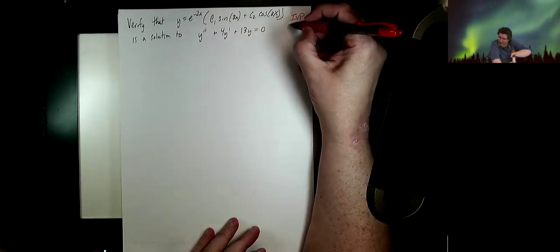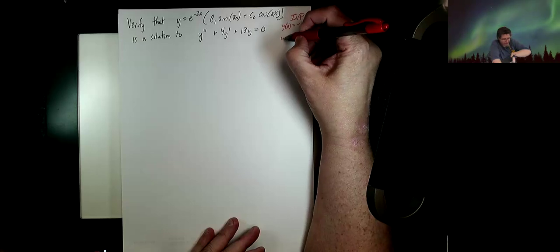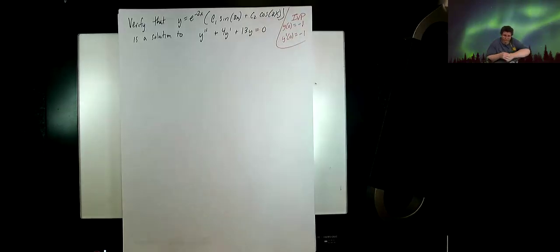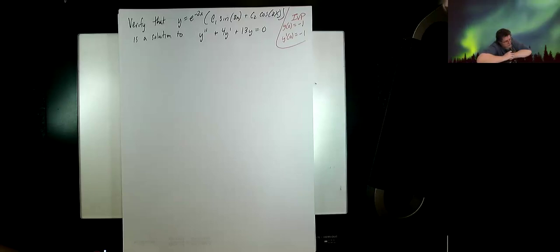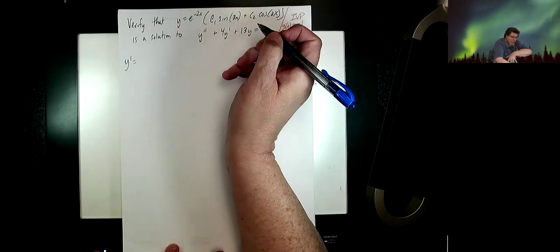And then our IVP stuff will be y of 0 equals -1, and y prime of 0 equals -1. Now you can either distribute the e to the negative 2x now or go with the product rule as is. There's going to be some product rule going on. I'm just going to take the derivative as is.